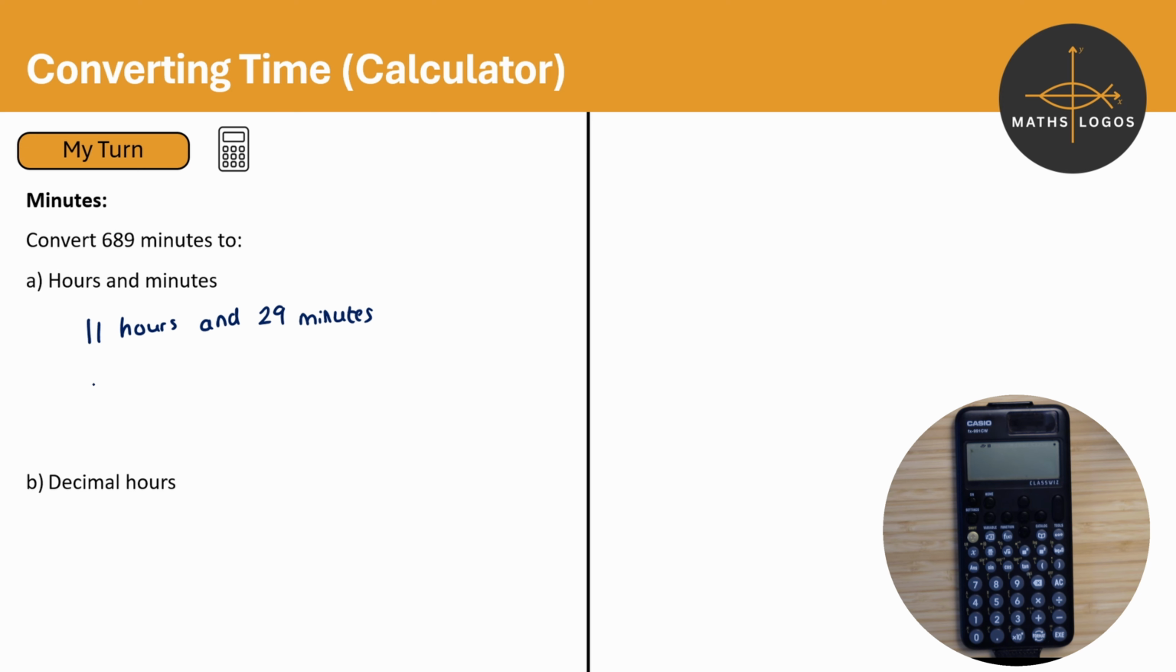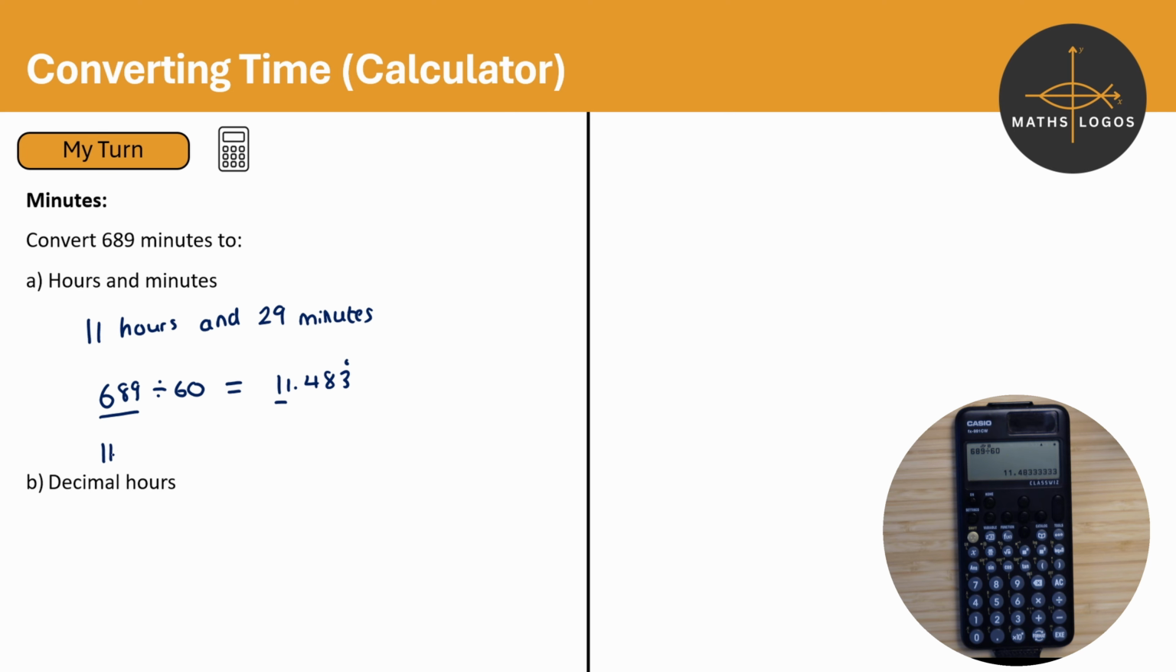If your calculator can't do that, the other way to do it is to take your 689, divide it by 60, and what this is doing is it's telling you how many hours go into the 689 minutes. So I'll do 689 divide by 60, and this will give me 11.483 recurring. What that means is that 689 minutes is equal to 11 hours with some amount left over.